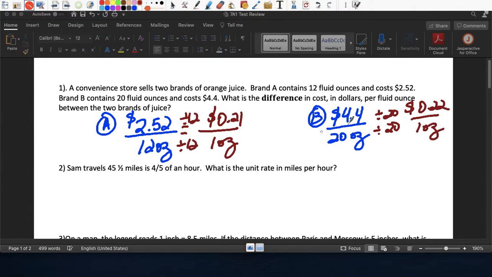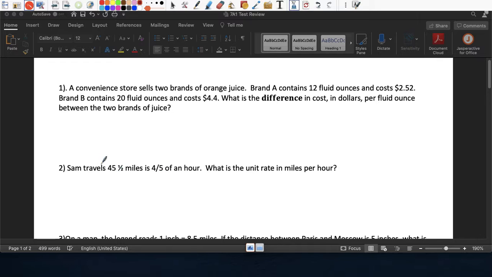So what's the difference in price per fluid ounce? One costs me 22 cents. The other costs me 21 cents. So what's the difference in price? Well, 22 cents minus 21 cents is 1 penny. So the difference per ounce is 1 cent.